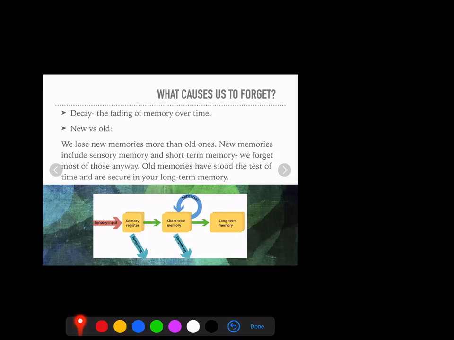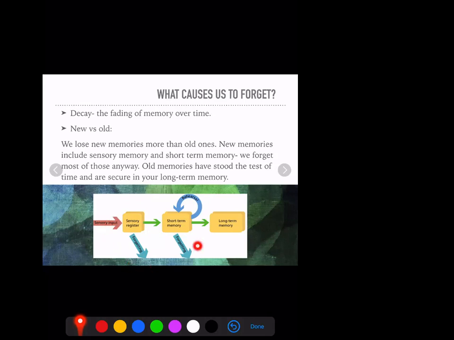Now, new versus old memories. We tend to lose more new memories than old ones. And that's because of this stuff down here. So remember, sensory memory, short-term memory, those are all memories. We lose these frequently. When you walk around the school, when you drive around to get home or whatever, you are registering that stuff. It's in your memory. You're thinking about it at the time, and then once it's no longer useful, you forget about it.